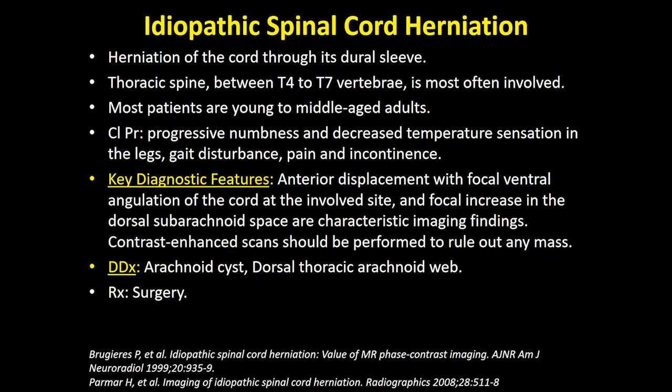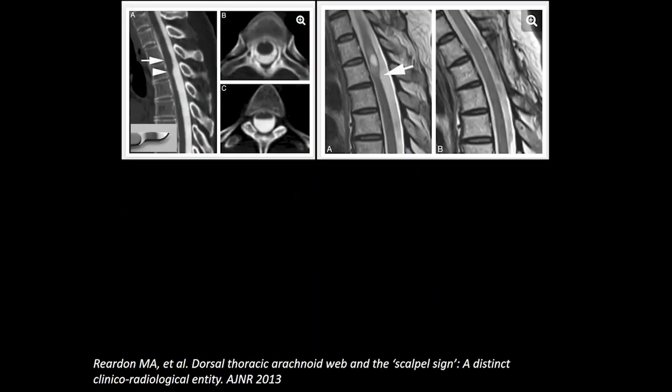Differential diagnosis would include an arachnoid cyst, which we already described, and a dorsal thoracic arachnoid web, which is characterized by the imaging appearance described as a scalpel sign. Notice the sharp angulation like that of a scalpel. Associated edema can sometimes be seen, and post-correction of the web, the cord gains its normal appearance and the edema disappears.